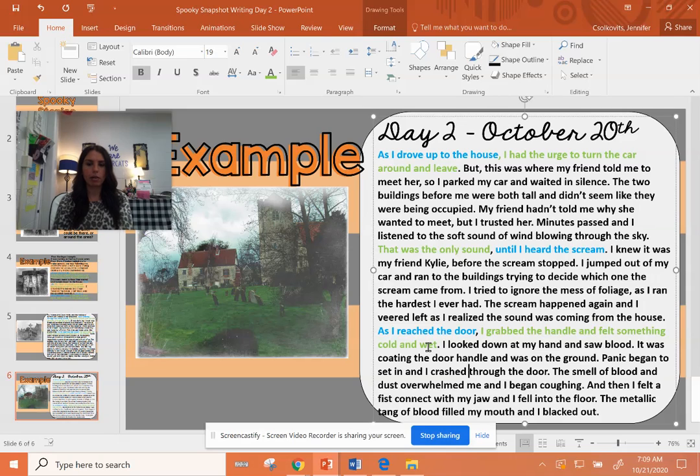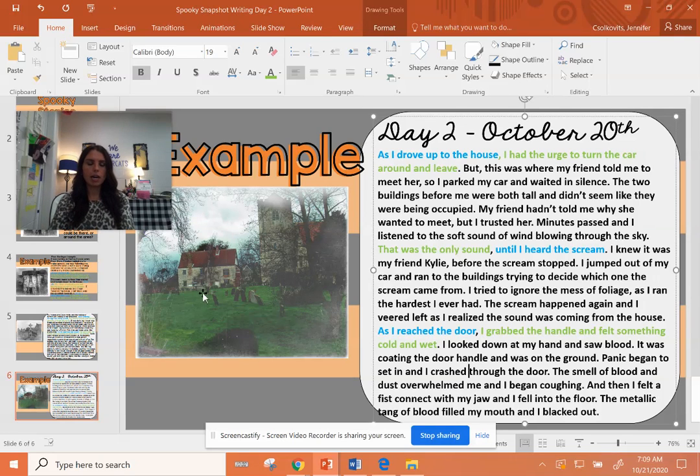Panic began to set in and I crashed through the door. The smell of blood and dust overwhelmed me and I began coughing. And then I felt a fist connect with my jaw and I fell into the floor. A fist connect with my jaw. The metallic tang of blood filled my mouth and I blacked out.